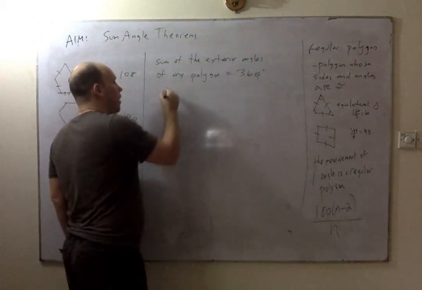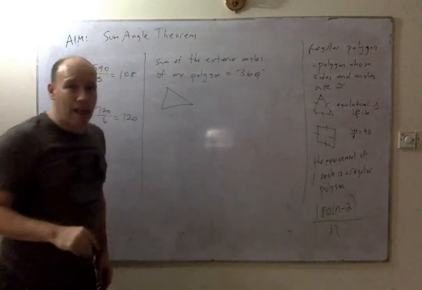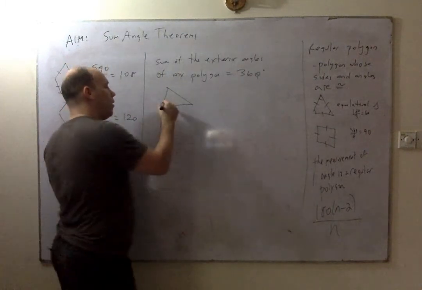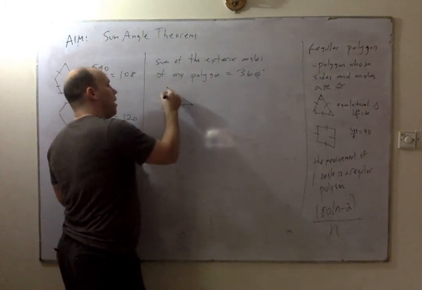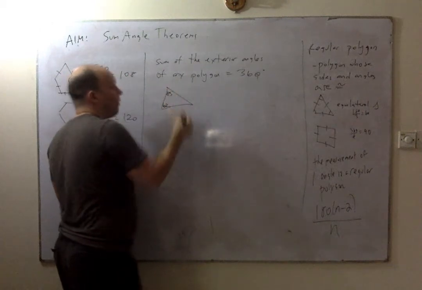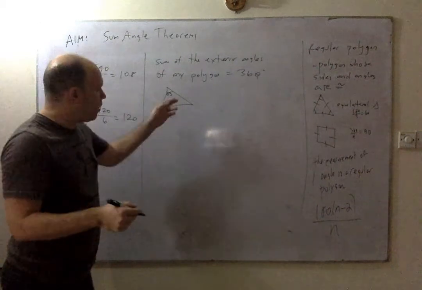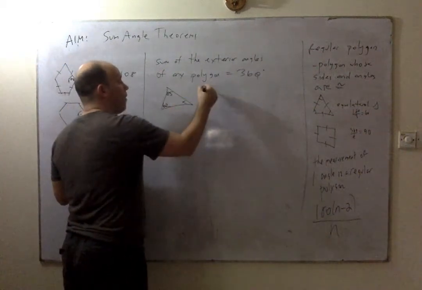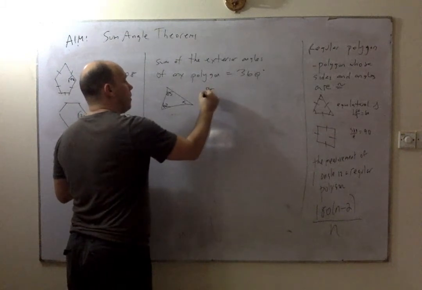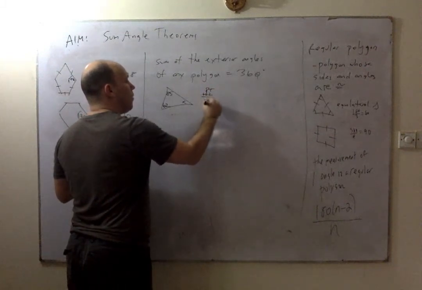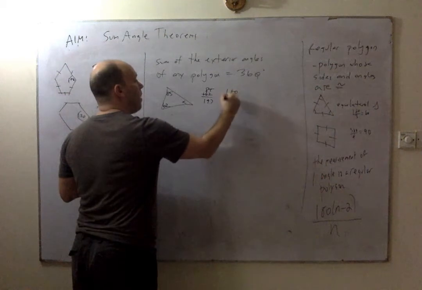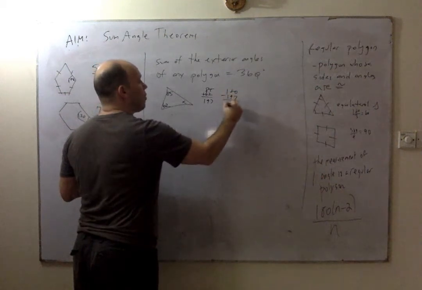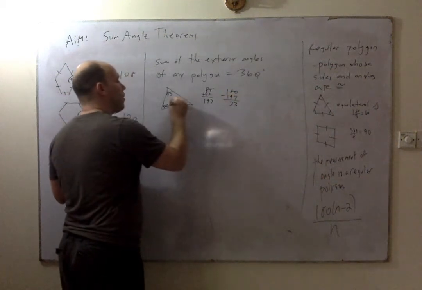So, let's take a triangle with any 3 angles. Let's say this triangle has 62 and 85 degrees. My first question to you is, what is the measurement of the third angle? Find x. 85 plus 62 is 147. 180 minus 147 is equal to 33. This is 33.